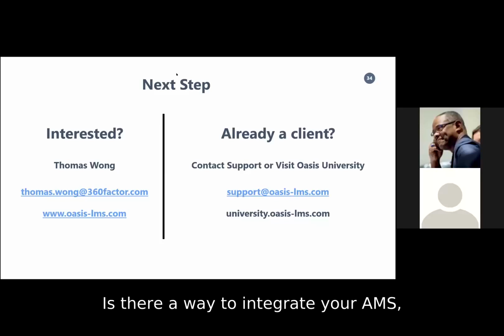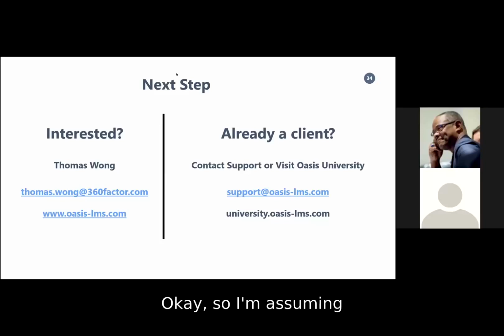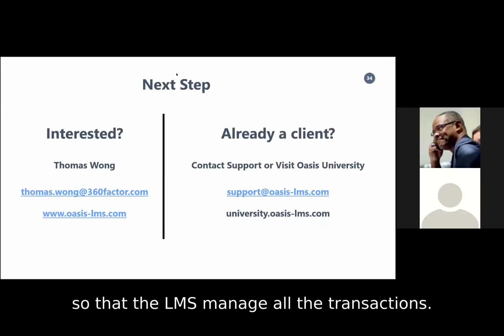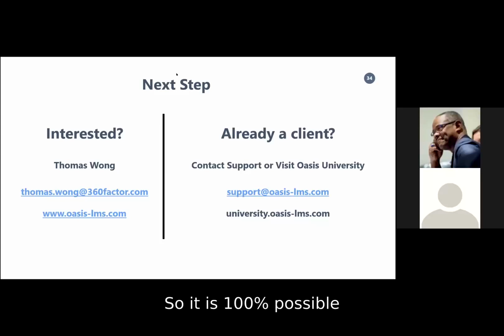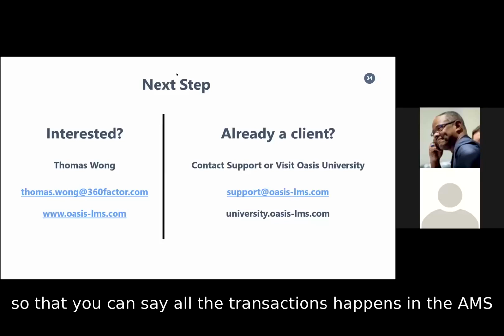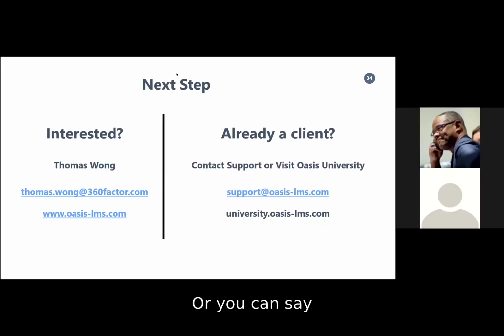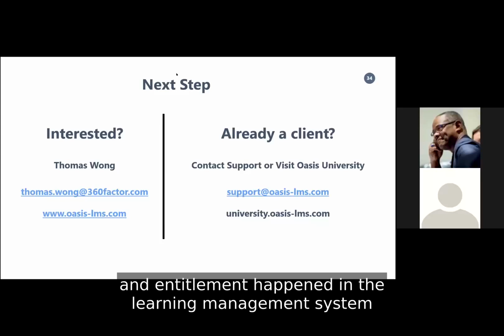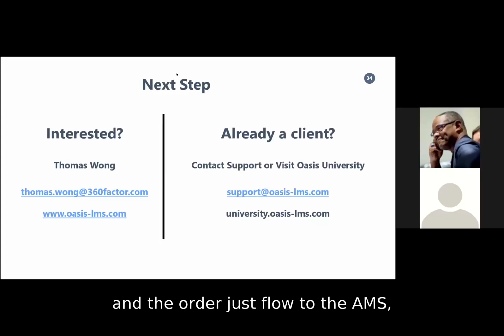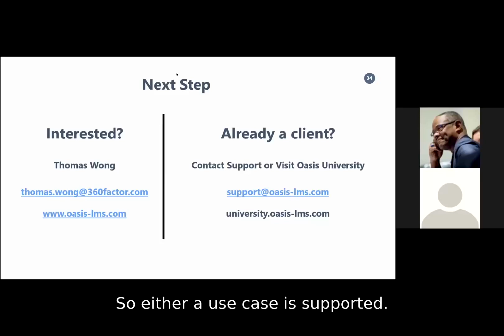Is there a way to integrate your AMS such that your AMS manages all of the transactions? Okay, so I'm assuming you mean it integrates with the AMS so that the LMS manages all the transactions. It is 100% possible to use your AMS as the source of truth or use the LMS as the source of truth. Our system allows both ways of doing integration, so you can say all the transactions happen in the AMS and the LMS is just doing the fulfillment of the product ordering, or you can say let all the purchases and entitlement happen in the learning management system, and the orders just flow to the AMS, so the AMS has a record of all the transactions. Either use case is supported.